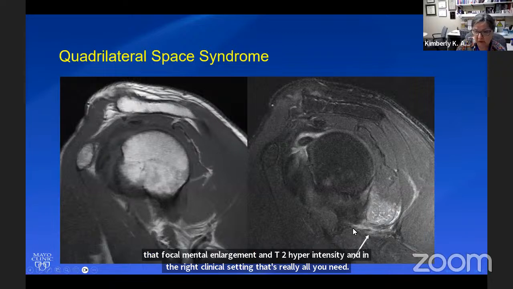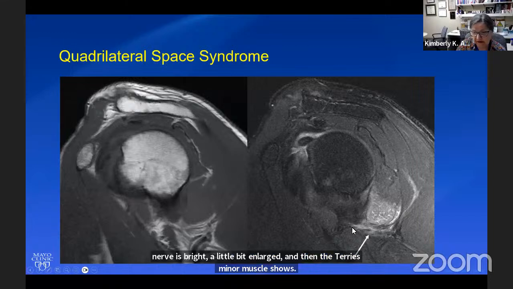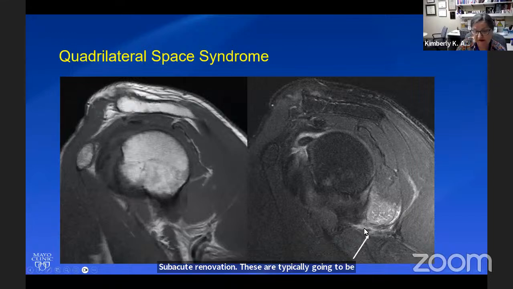Quadrilateral space syndrome is something we don't see very often. Again, we can see here that the axillary nerve is bright, a little bit enlarged, and then the teres minor muscle shows subacute denervation. These are typically going to be associated with trauma or sometimes osteophytes, but in this case, it was idiopathic.